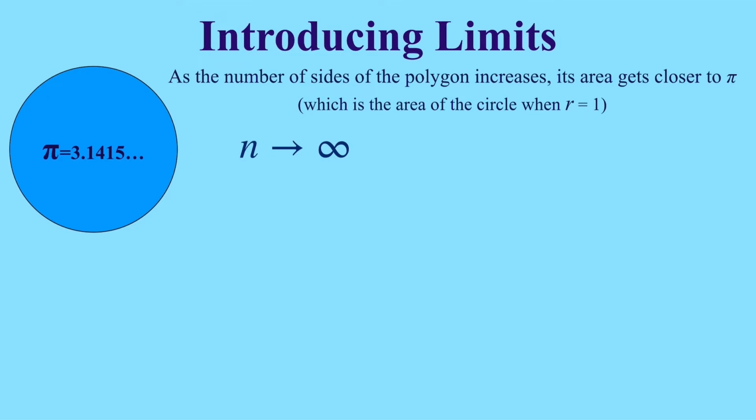If n is the number of sides of the polygon, then as n approaches infinity, the area of the polygon, which is A of n, approaches pi. So this is just a mathematical representation. This is the whole idea of limits. It's the idea of a variable approaching something, and as that variable, for example, approaches infinity, a function of that variable approaches pi, for example, in this case. So as the number of sides of the polygon approaches infinity, the area of the polygon approaches pi.